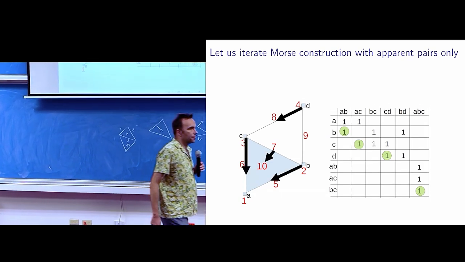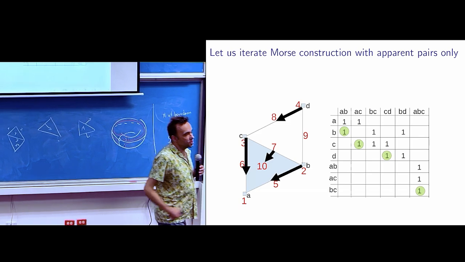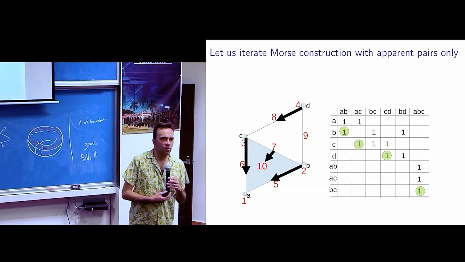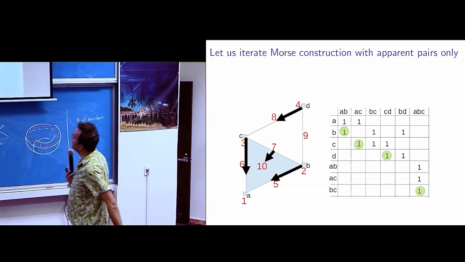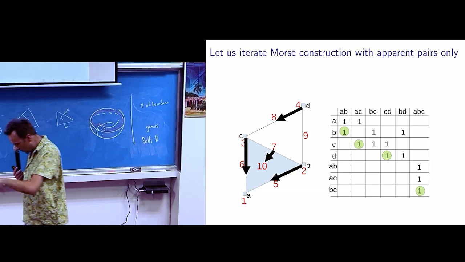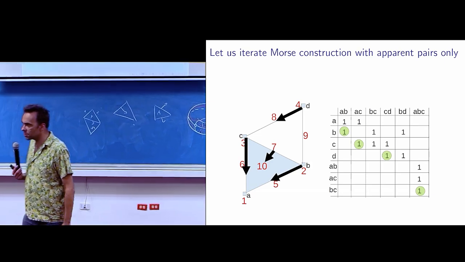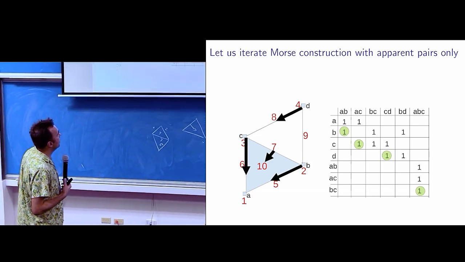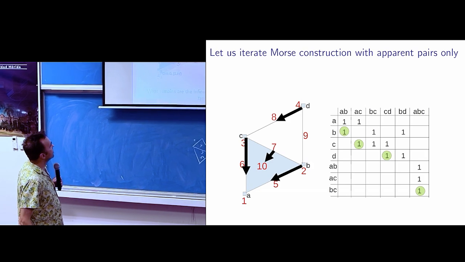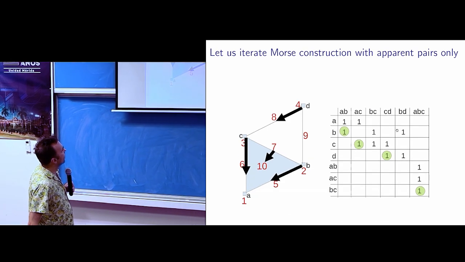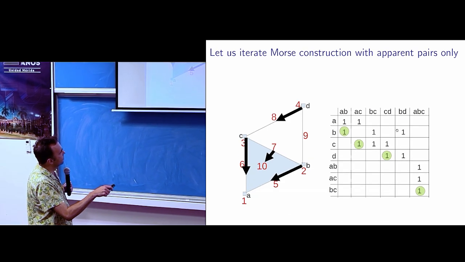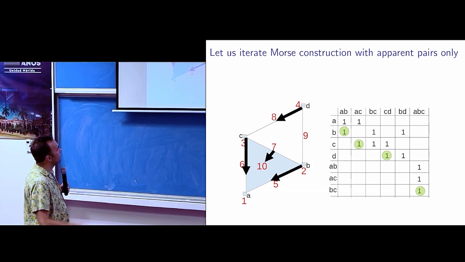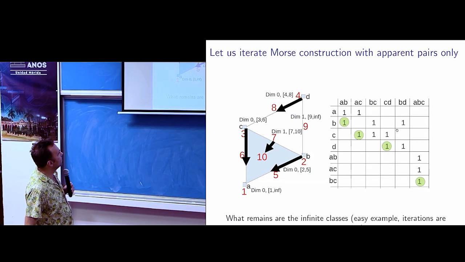And we can pair them. And it's easy to prove, and actually there's a simple lemma in Uli's paper. And once we do this, it will be a gradient field. There will be no loops. And what we are missing is those cells are giving us the infinite classes, right?